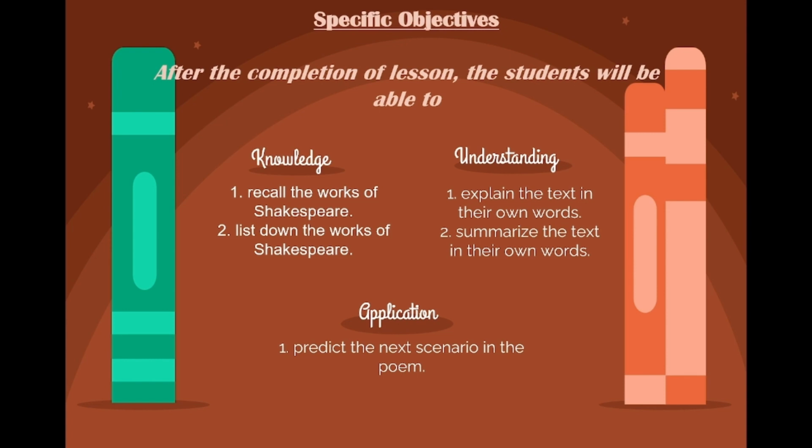Now in understanding, the students will be able to explain the text in their own words. The students will be able to summarize the text in their own words, and in the application part, the students will be able to predict the next scenario in the poem.